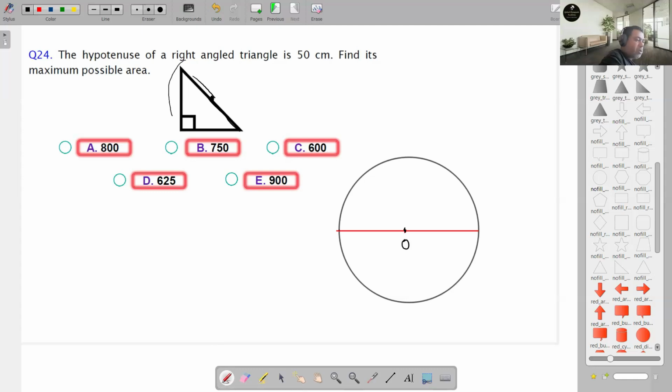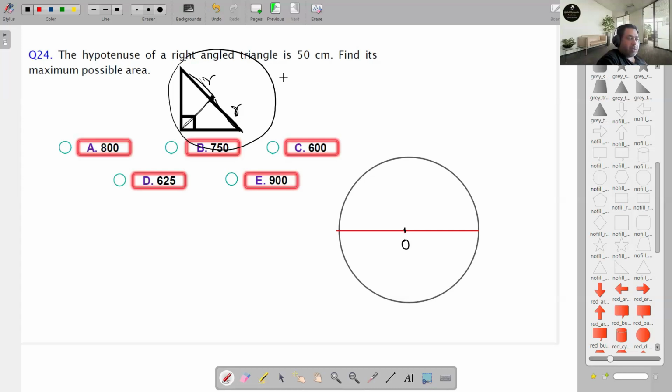If this is the radius r, and you treat the hypotenuse as the diameter, then the midpoint will divide the hypotenuse into two equal parts, and each one of them can be a radius. So it will always pass through this. The hypotenuse becomes the diameter for every such triangle.